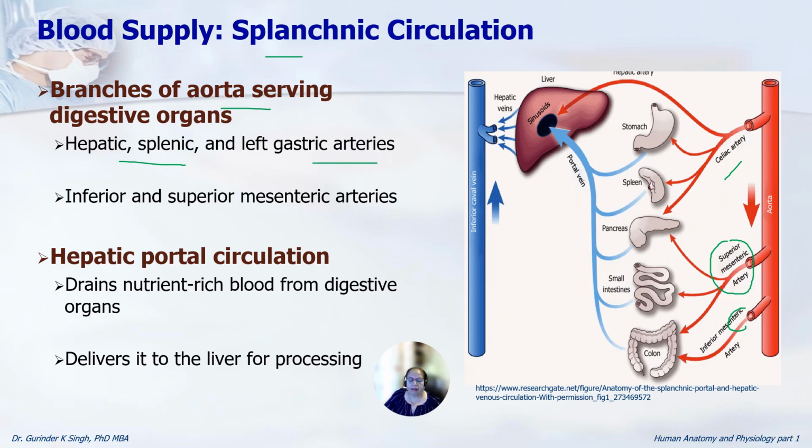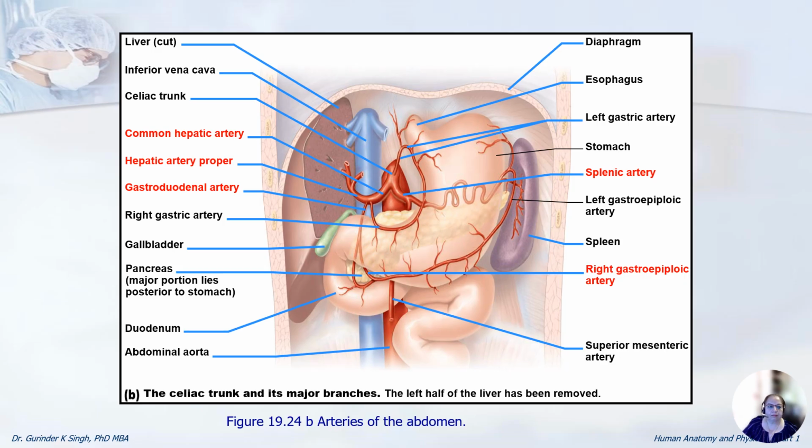Another important blood supply present in the abdominal region is what we call hepatic portal circulation. In the hepatic portal circulation, this is the venous blood coming from the small intestine, which brings nutrient rich blood from the digestive tract to the liver, and then the liver processes it, and then the blood returns to the inferior vena cava. Okay, so this is the hepatic portal circulation.